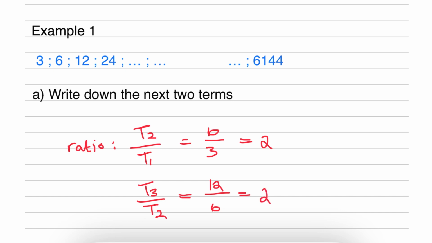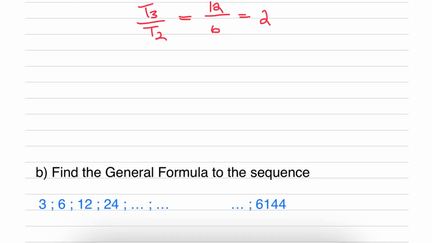Okay, now to find the next two terms, we're going to multiply this 24 by the ratio 2. So 24 times 2 is equal to 48, and 48 times 2 is equal to 96. So here we have our next two terms. Okay, moving on to question B.